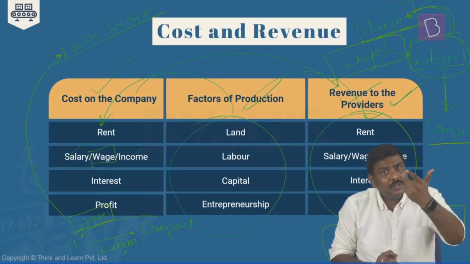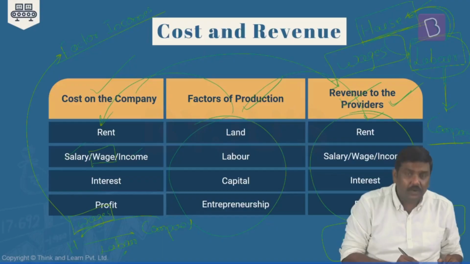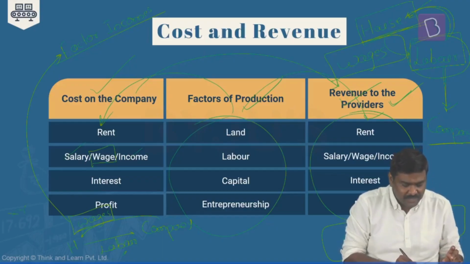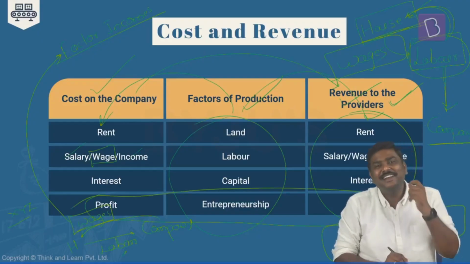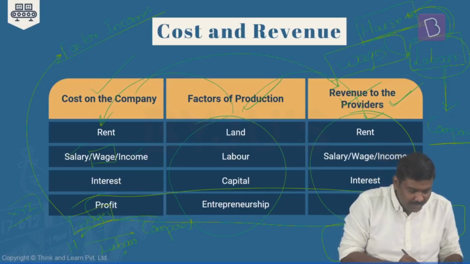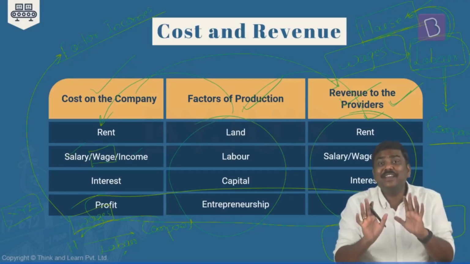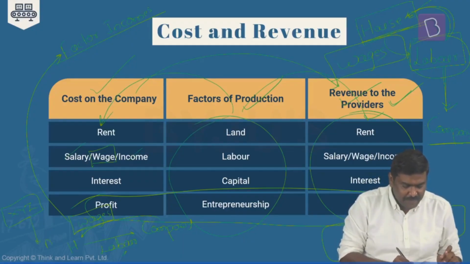And finally, you are the owner of the company. Imagine you are the owner of the company. Your name is XYZ. Just understand this because most of you will get confused with the fourth factor of production, that is entrepreneurship. Let me give a very basic idea here. Imagine your name is XYZ, and you have opened a company ABC.